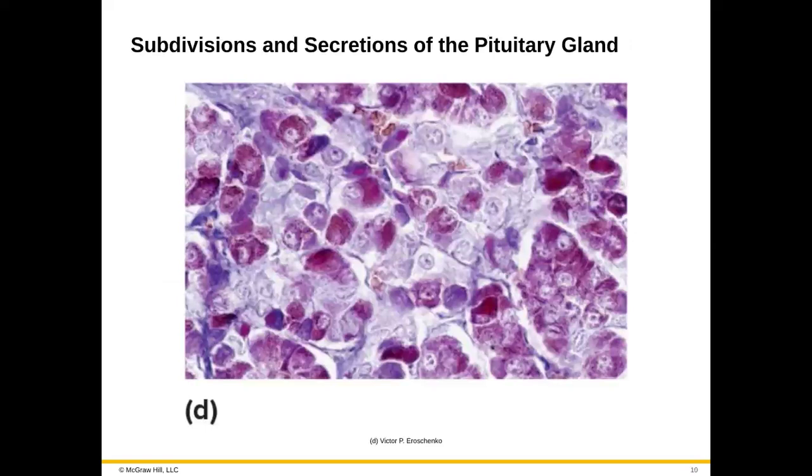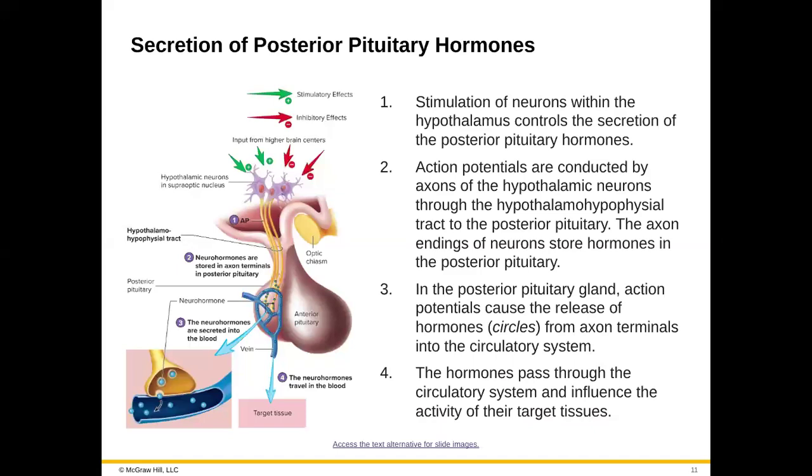So now we're going to talk about some different subdivisions and secretions of the pituitary gland. So looking at secretion of the posterior pituitary hormones. I want to look at the image to the right. I think the image makes a little bit more sense than just looking at the text here. So what you have is stimulatory effects coming from the green arrows and inhibitory effects coming from the red arrows. So we have these hypothalamic neurons, and these are going to be found in the supraoptic nucleus of the hypothalamus. So what happens is that we have our cell bodies here, and we have our axons.